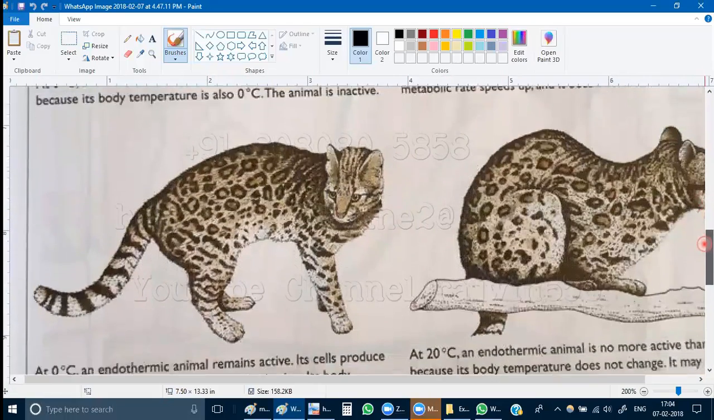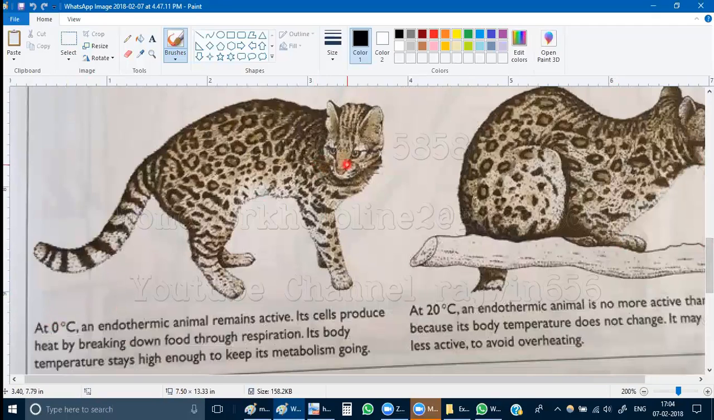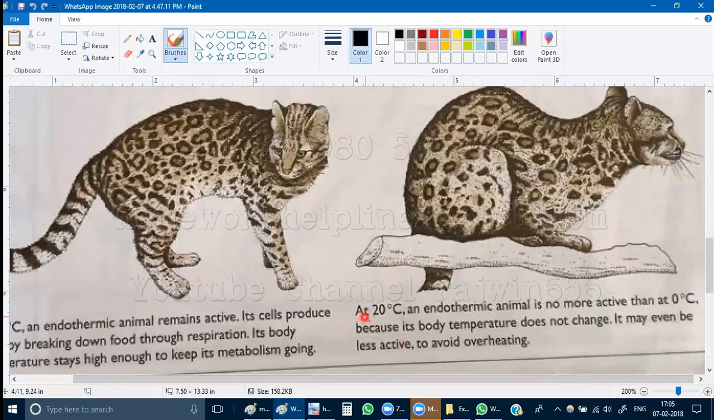This is about endothermic animals. Say for example a cat is here at 0 degrees Celsius, and the endothermic animal remains active. So this is the difference. Its cells produce heat by breaking down food through respiration. Its body temperature stays high enough to keep the metabolism going. So our body temperature does not fall to this temperature because inside the body itself heat is produced and maintains the body temperature. If the outside temperature is 20 degrees Celsius, then the endothermic animal is no more active than at 0 degrees Celsius because the body temperature does not change. It may even be less active to avoid overheating. So this is how endothermic animals maintain their body temperature.